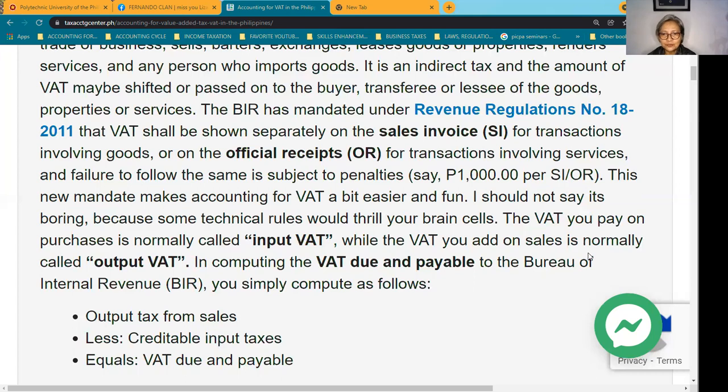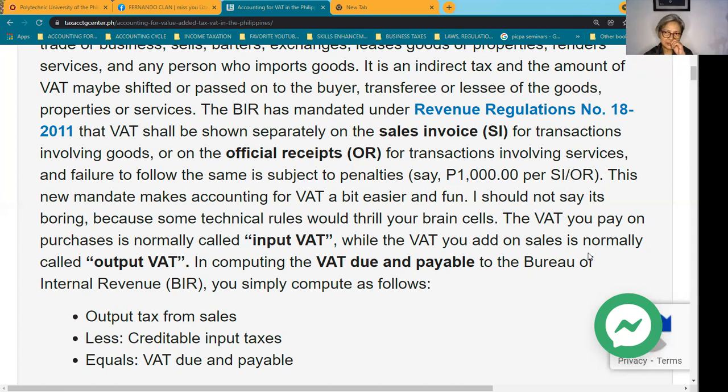In computing the VAT due and payable to the Bureau of Internal Revenue, you simply compute as follows. Output VAT from sales less creditable input taxes is equal to VAT due and payable. So, ano yung creditable input taxes? Meron kang binayaran, meron kang binili at meron kang input tax.